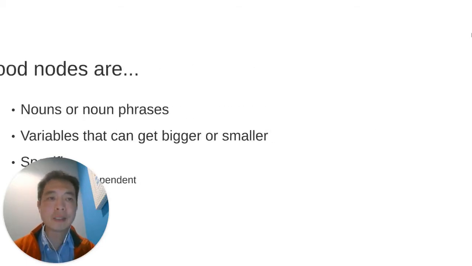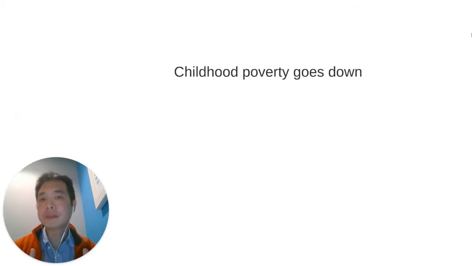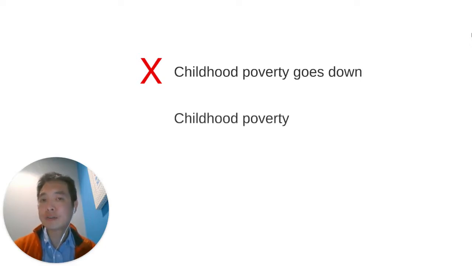So let's look at some examples. Now, some people think of the Elephant Builder as modeling causes and effects, and they are often tempted to create nodes that say things like "childhood poverty goes down because such and such a program makes childhood poverty go down." And of course, this is not a good Elephant Builder node because it's not a noun or a noun phrase. Childhood poverty is a noun phrase, and what's more, it's a variable. It's something that can get bigger or smaller. And so childhood poverty is actually a pretty good Elephant Builder node.